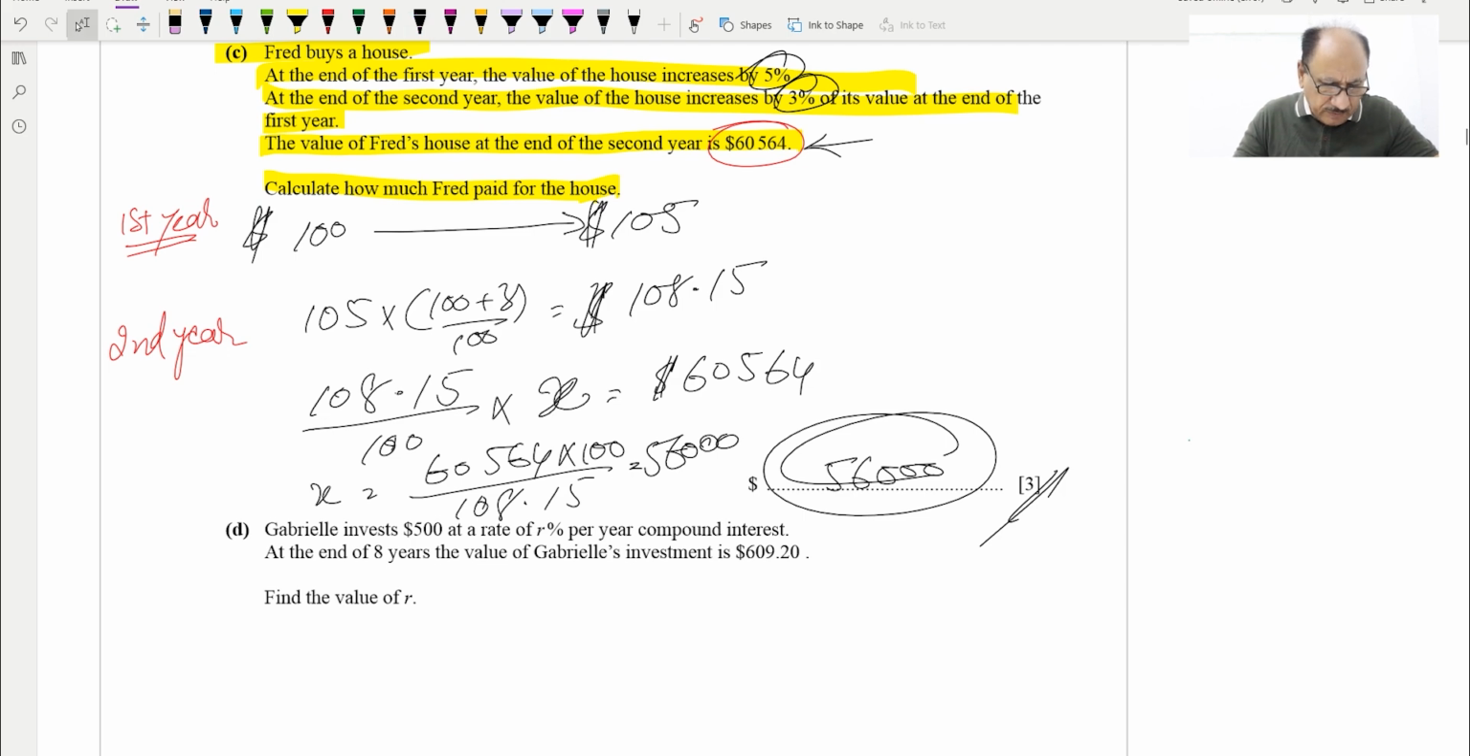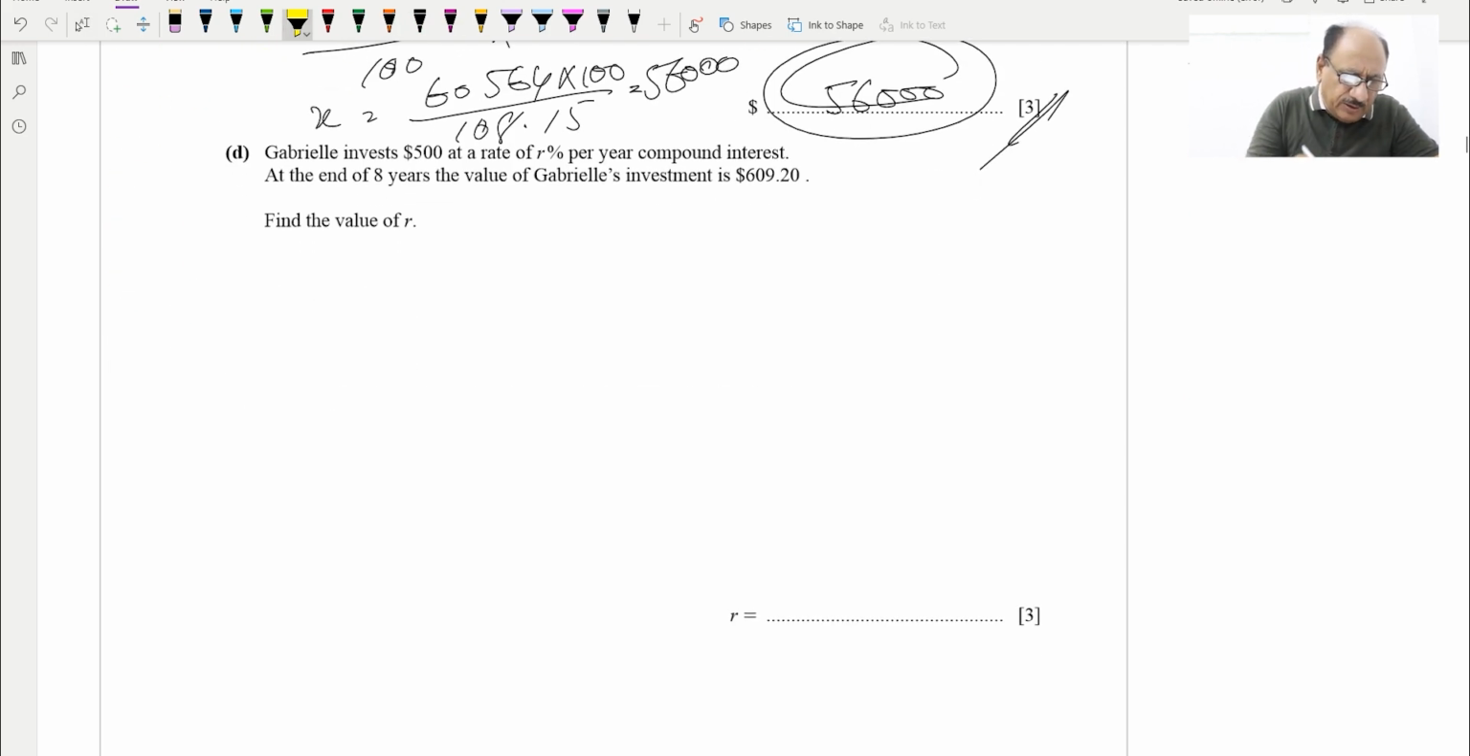Next part, D part, says Gabriel invests $500 at a rate of R% per year compound interest. So the compound interest formula will be A is equal to P into 1 plus rate over 100, raised to the power T. Then the next part of the question says at the end of 8 years, so the time duration will be 8 years, the value of Gabriel's investment is 609.20. Find the value of R.